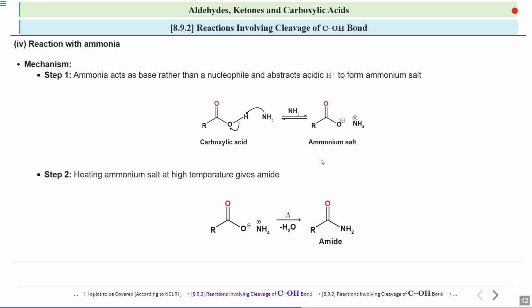Now in step 2, we heat this ammonium salt at high temperature. So this ammonium salt loses a water molecule, and this dehydration leads to the formation of an amide. So finally, if you see over here, you get amide.